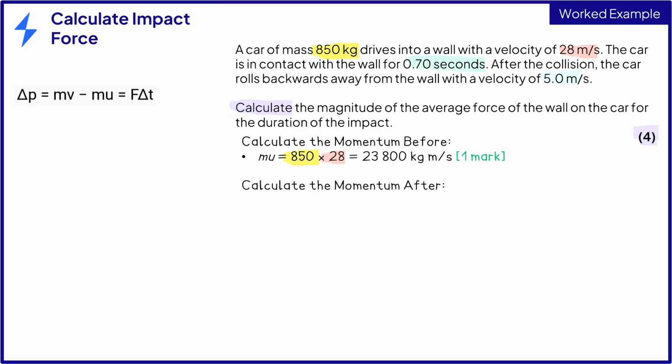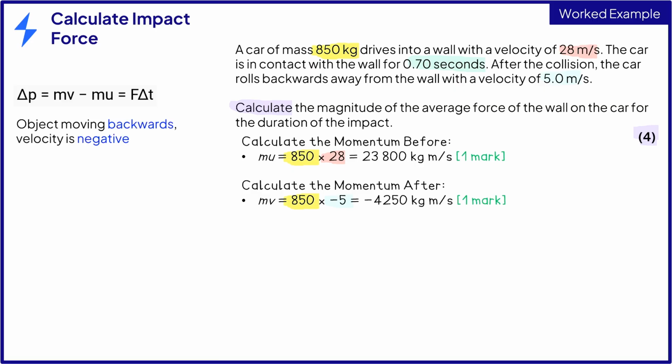Calculate the momentum after the collision. Mass times the final velocity is equal to mv, which is equal to 850 times minus 5, which equals minus 4,250 kilogram meters per second for 1 mark. The object is now moving backwards in the opposite direction, so the velocity is negative. Calculate the change in momentum.